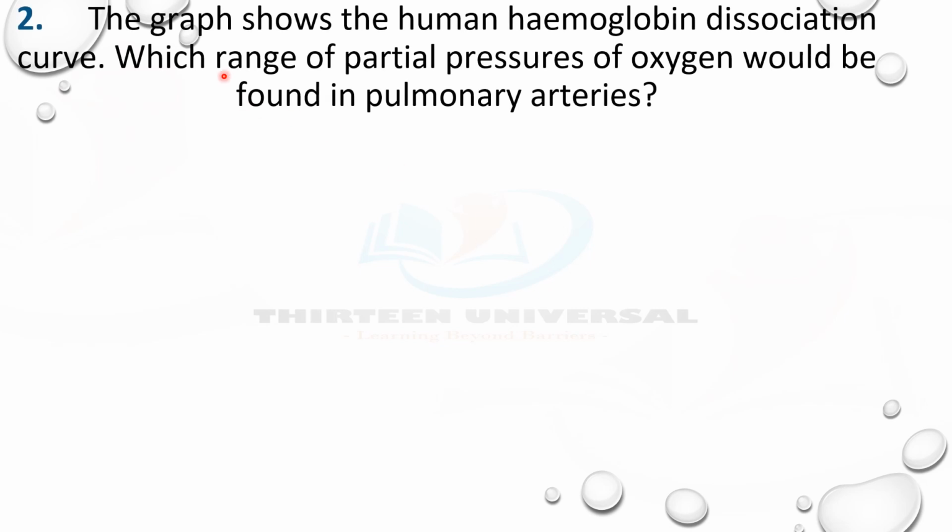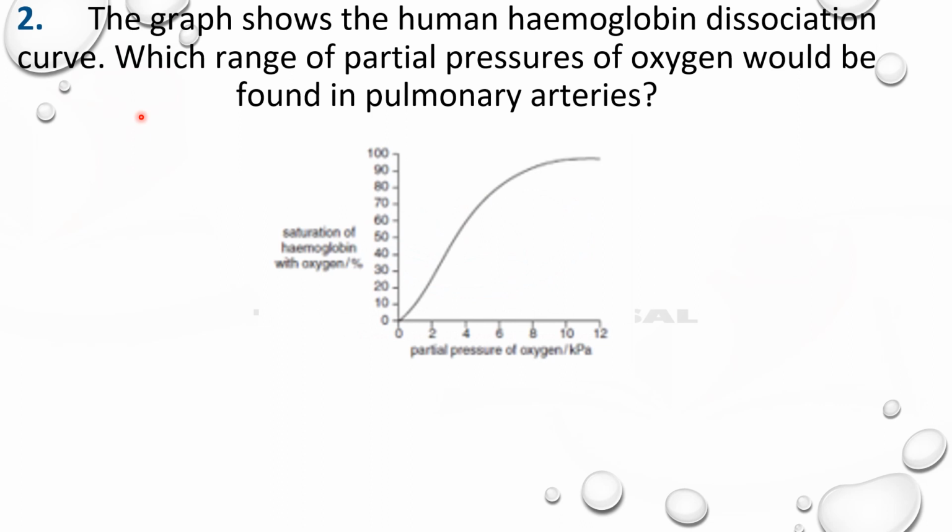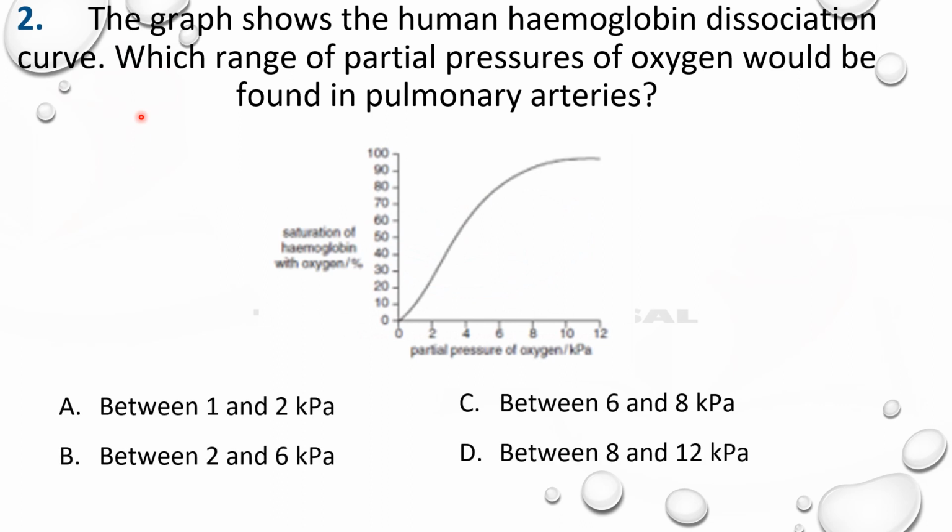The graph shows the human hemoglobin dissociation curve. Which range of partial pressures of oxygen would be found in pulmonary arteries? So we're looking at pulmonary arteries. Which range? You can pause the video and try to solve this question by yourself. All right, pause it.